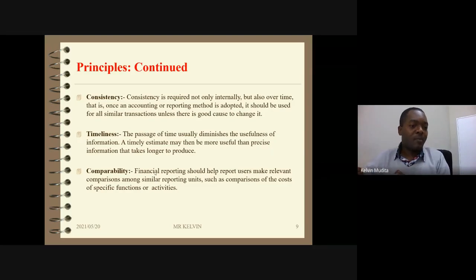If we use paper to report certain items in the organization, it should be paper throughout. We cannot have some reports in electronic form and some reports in paper form. There will be no consistency there. And also the methods of reporting should be the same. The current report should be reported using the same methods as previous reports. That is consistent. So consistent simply means maintaining a standard.